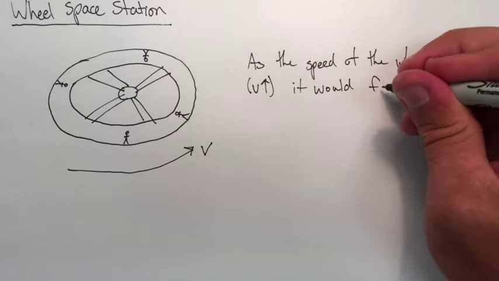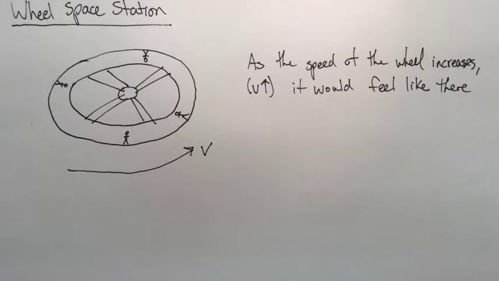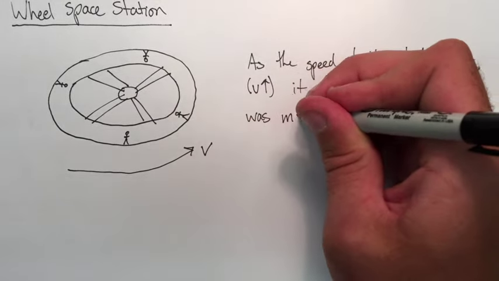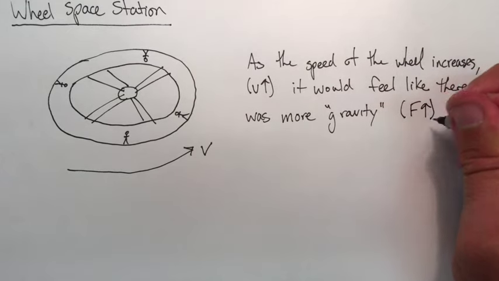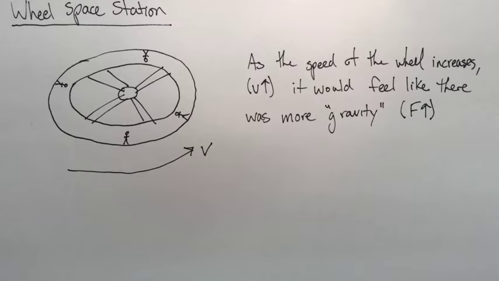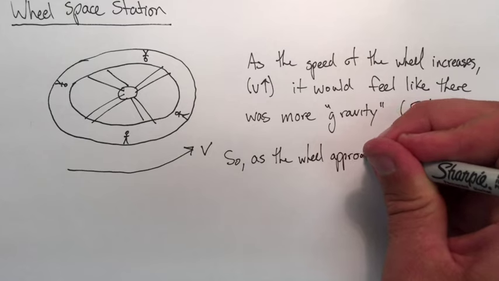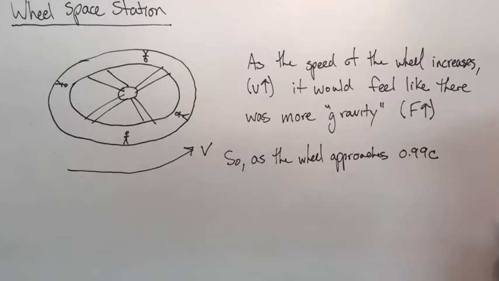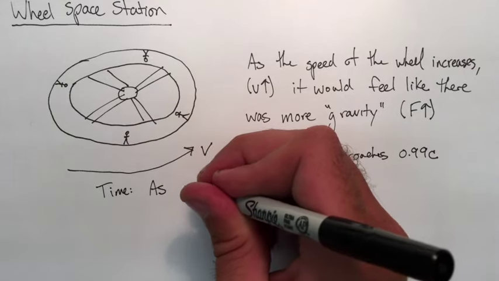We can write that down. The reason for gravity is so that astronauts won't get atrophy, which is losing the ability to use their muscles. And this is something that we use every day here on Earth. Let's say this wheel approaches 99% the speed of light. So those people around the outside are going to feel a lot of gravity.